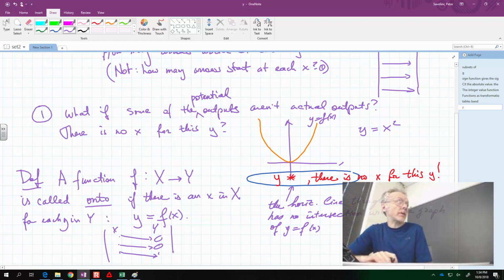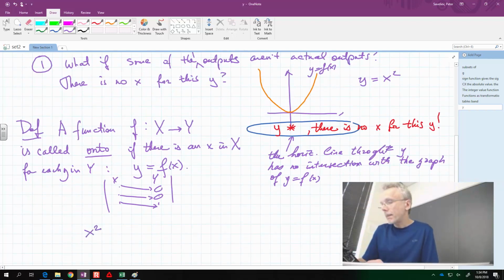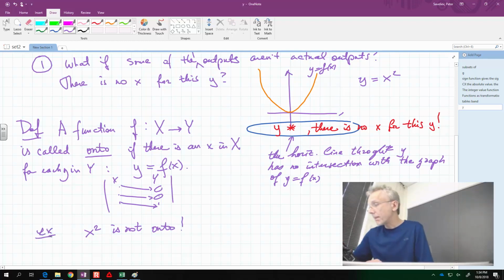So the example: x squared is not onto. x squared is not onto, as one example. Another recent example that was not onto, what was it? We had a bunch of them, but well, any one that comes to mind.